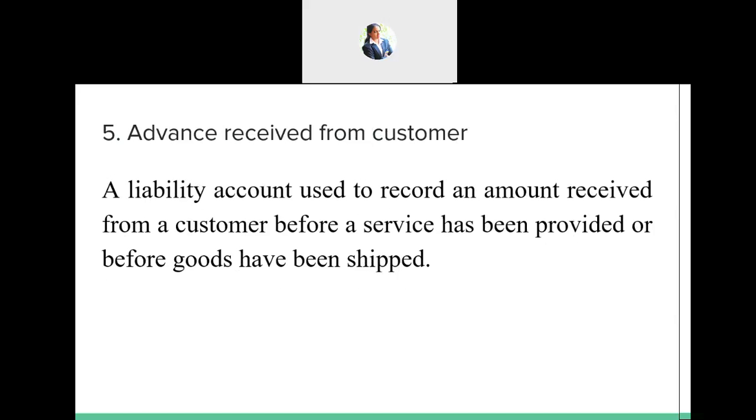The next one is advance received from customer. Now, this advance received from customer is also a liability. The amount which the business organization earns even before the service or goods has been provided to its customer is called advance received from customer.